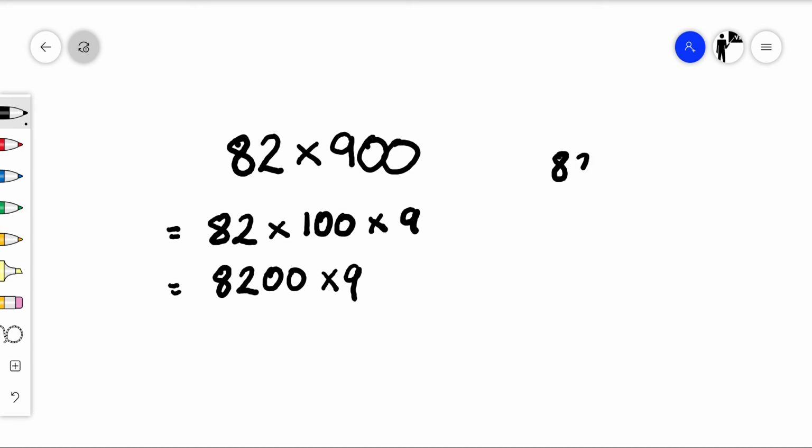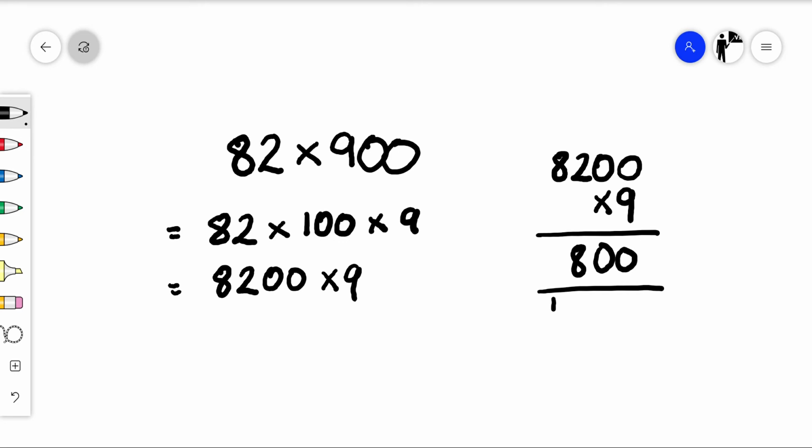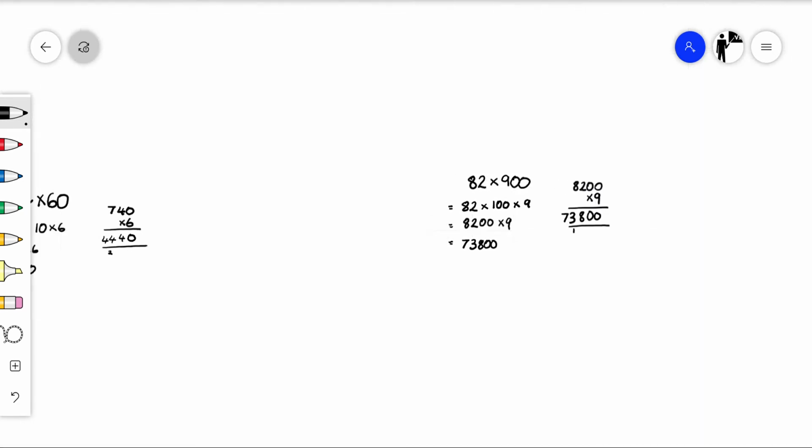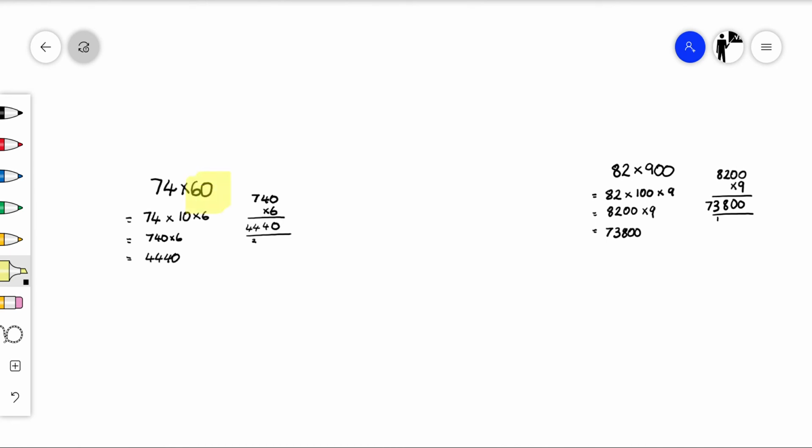And 8,200 multiplied by 9, we do need to work this out probably at the side. 9 zeros, 9 zeros, 9 twos are 18, carry my 1, 9 eights are 72, plus 1, 73. So 73,800.